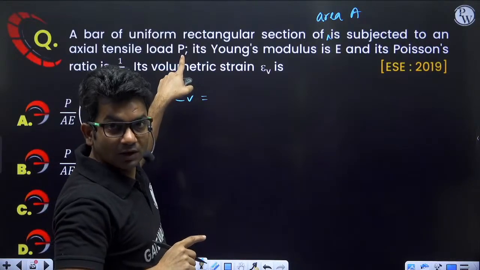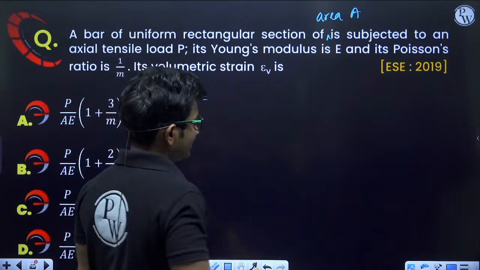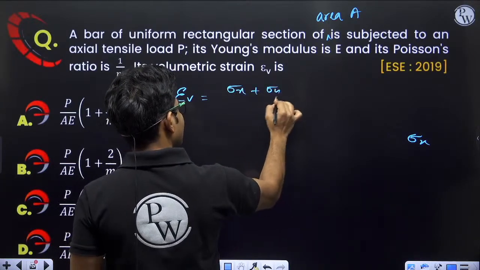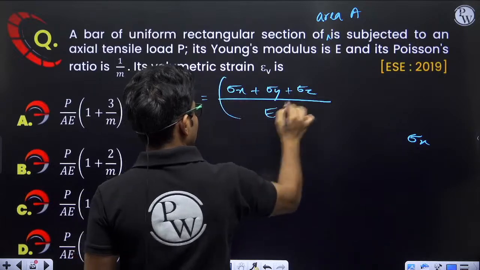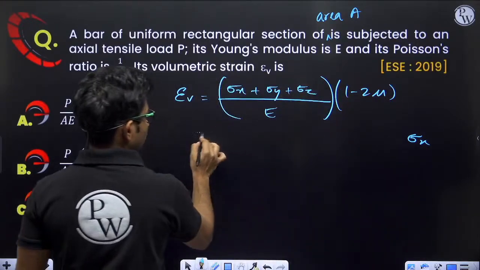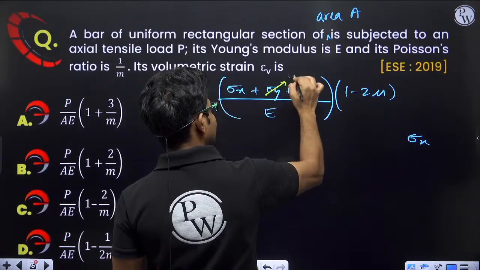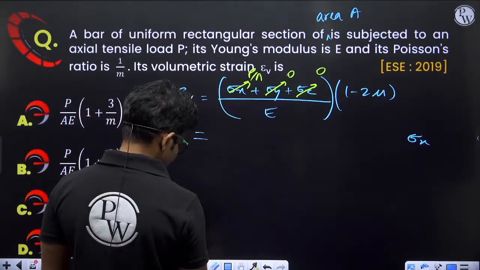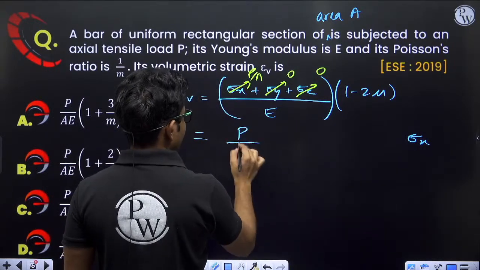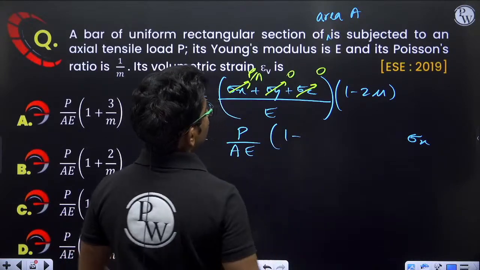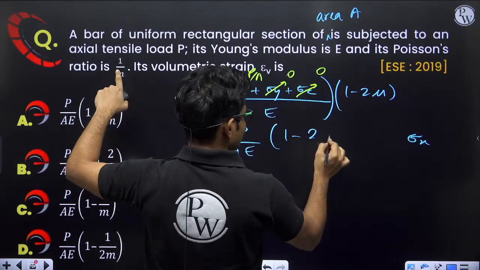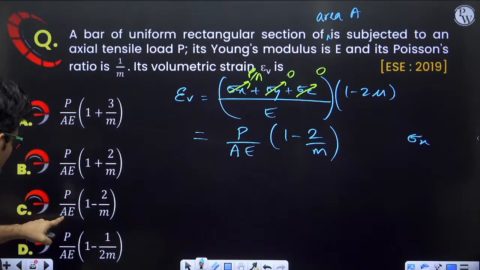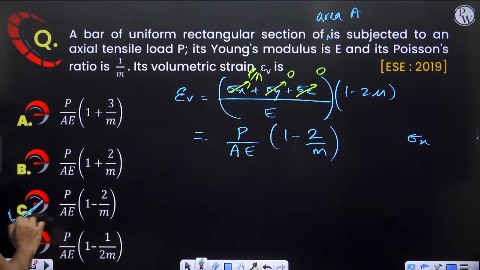The axial tensile load P is acting only in one direction. Let us say the load is acting in the x direction, so sigma x is there. Volumetric strain is sigma x plus sigma y plus sigma z, divided by E, into 1 minus 2 mu. This is the formula. Here only axial stress is acting, so sigma y is 0, sigma z is 0, and sigma x is P by A. So we write P by A, divided by E, into 1 minus 2 mu. In place of mu, I'll write 1 by m. So P upon AE, 1 minus 2 by m. Correct answer will be option C.